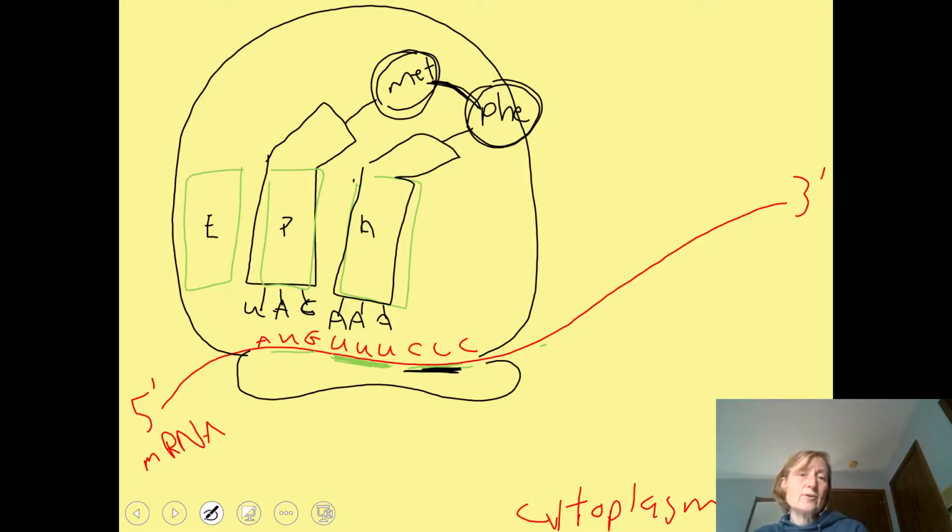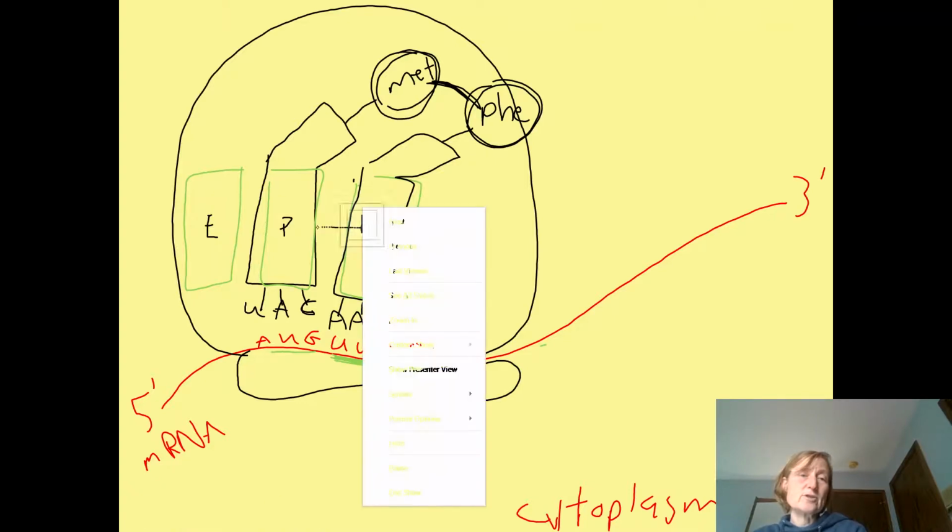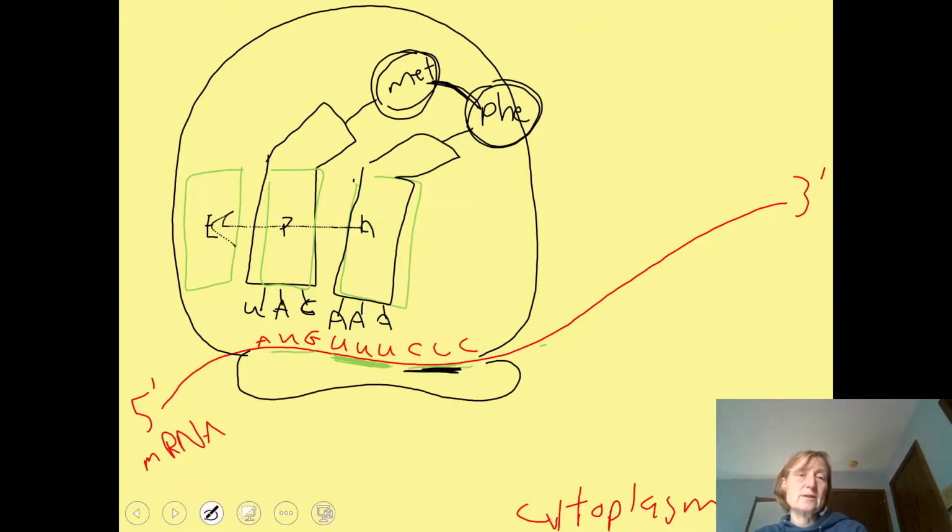Then our tRNA molecules would have to shift one position over, okay? Each one of them would have to shift one position. And then we could read the next codon. The next codon would sit in the A site and be able to be read. The next codon is CCC.